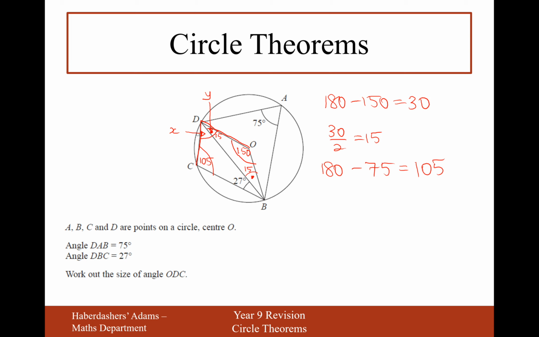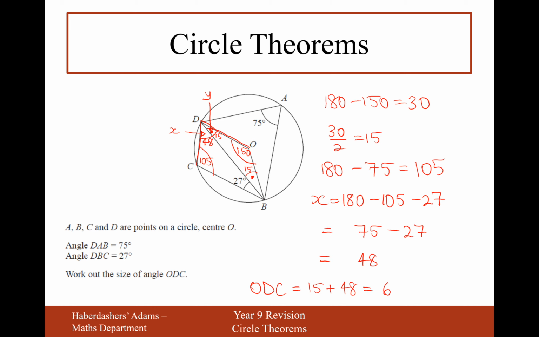And then the last thing to work out will be to work out what x is. X will be whatever's left over from the triangle here. So that's going to be 180 minus 105. And then take away the 27 as well. So that will leave me with 75 in here. And then take away the 27. We'll take away the 7 first. I'm down to 68. And then that'll be 48. So angle x is 48. The total answer here, ODC, is going to be 15 add 48, which is going to give me 63 degrees. So there we are, that's the answer to this question here, which is work out ODC.